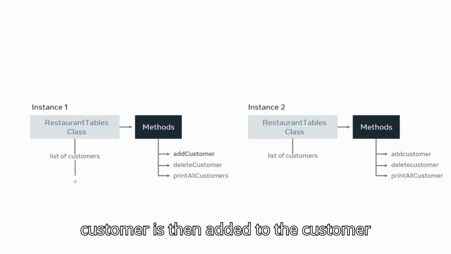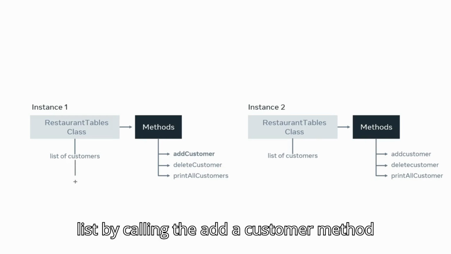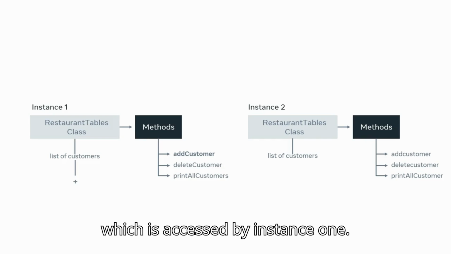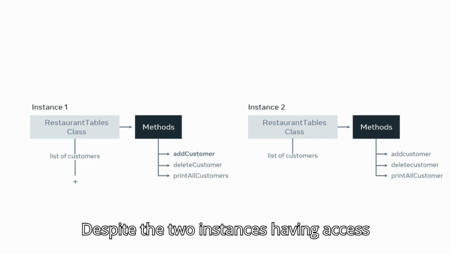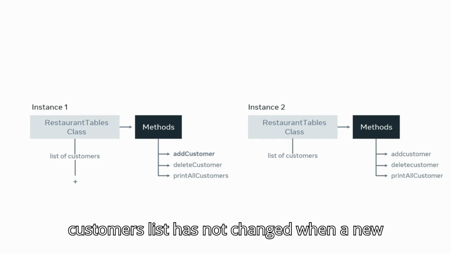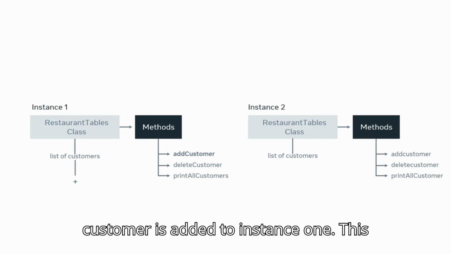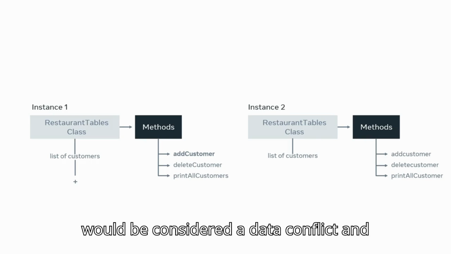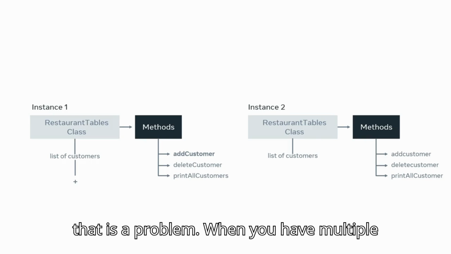A new customer is then added to the customer list by calling the addACustomer method, which is accessed by instance 1. Despite the two instances having access to the same class, instance 2's customers list has not changed when a new customer is added to instance 1. This would be considered a data conflict, and that is a problem.